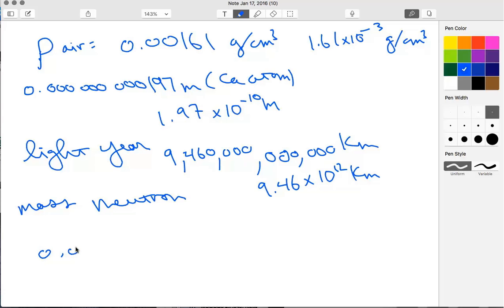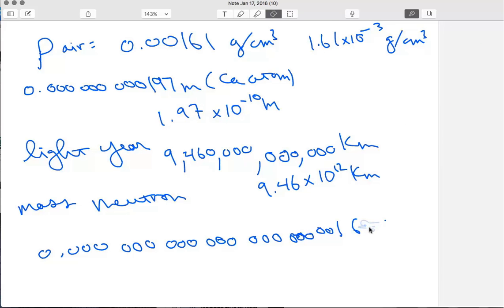It's 0.000... with a very long string of zeros... 0, 0, 0, 2, 3, 4. I've got 2 more to go. 0, 0, 0, 0, 0, 0, 0, 0, 1, 6, 7, whoops, 6, I'll erase that, 675 grams.